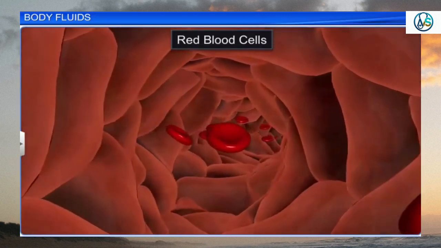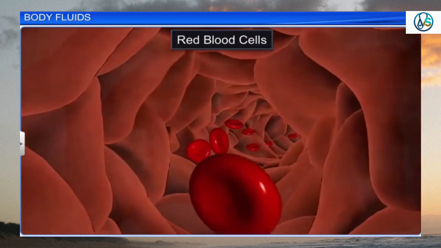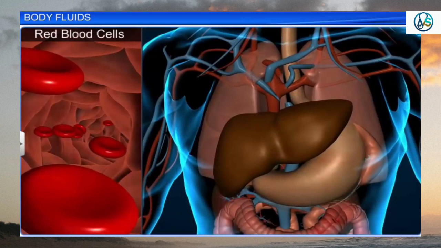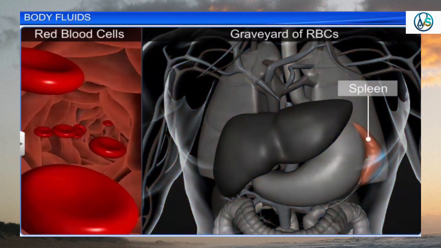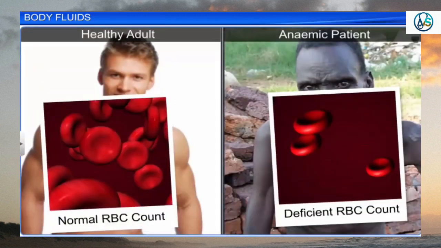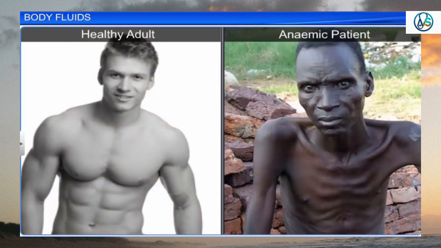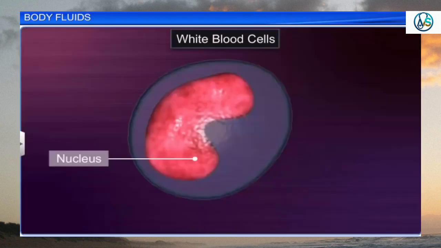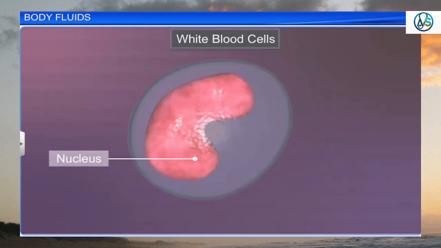The lifespan of an RBC is around 120 days, after which it is destroyed in the spleen, which is known as the graveyard of RBCs. A low RBC count in the blood can cause anemia in humans. Unlike erythrocytes, leukocytes or white blood cells are colorless and possess a nucleus. There are 5 types of leukocytes.